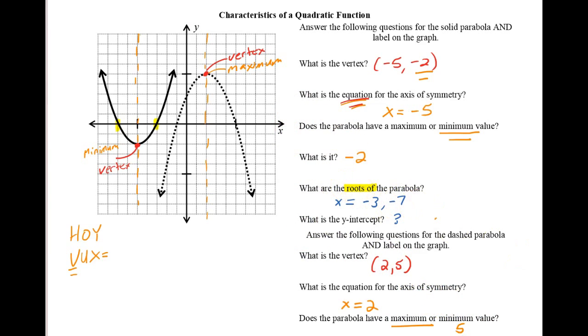I don't want to scroll down and miss the graph, so I'm just going to answer the rest of the questions. What are the roots? It touches the x-axis here and here. So my roots for the dashed one are x equals -1 and 5. And then what's the y-intercept for the dashed graph? That's here at 3, and so the y-intercept is (0, 3).